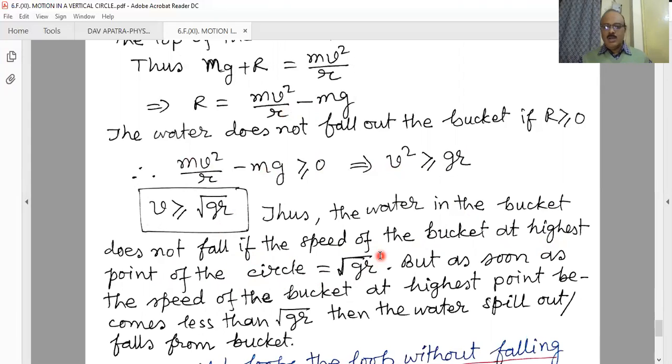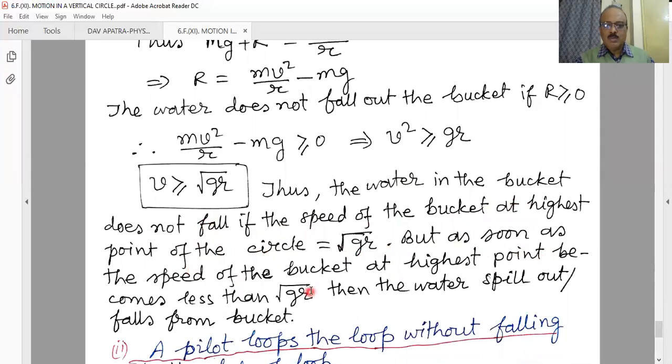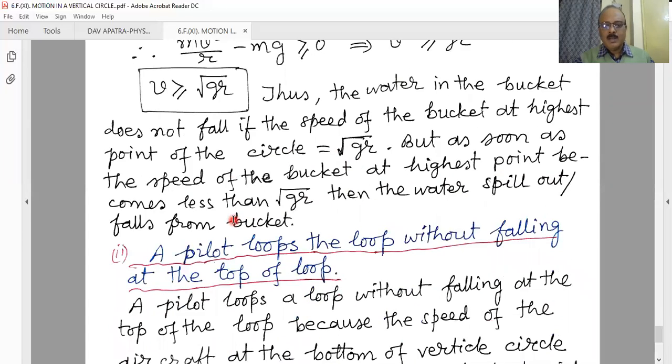That means to rotate in a vertical circular path, at the highest point the minimum velocity there should be root over gr. In this case also we get the same answer. The water in the bucket does not fall if the speed of the bucket at the highest point of the circle is root over gr or more than this. But as soon as the speed of the bucket at the highest point becomes less than root over gr, then the water spills out of the bucket.